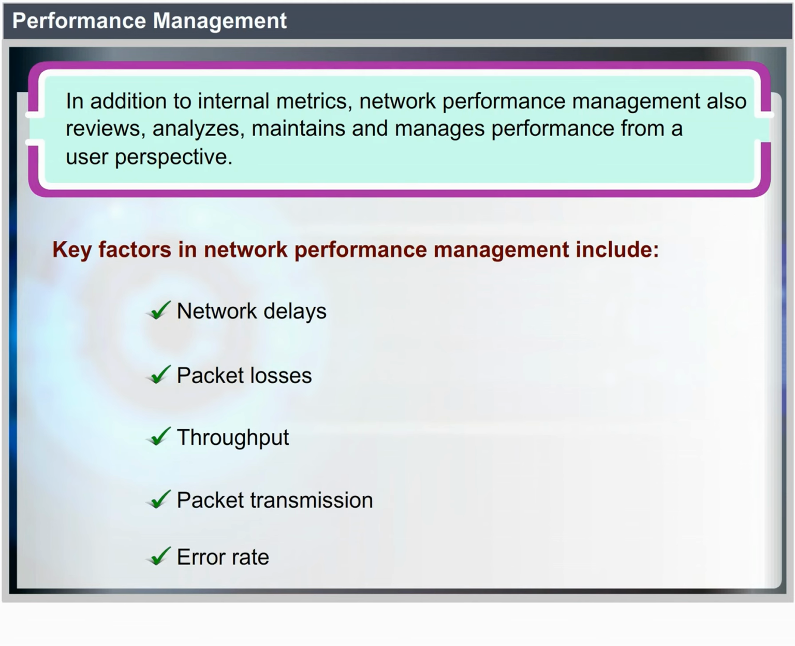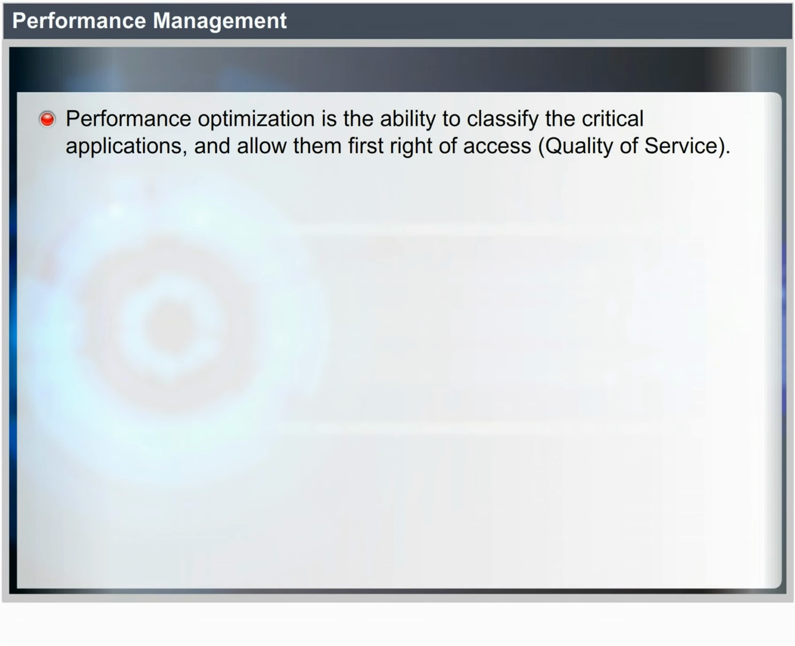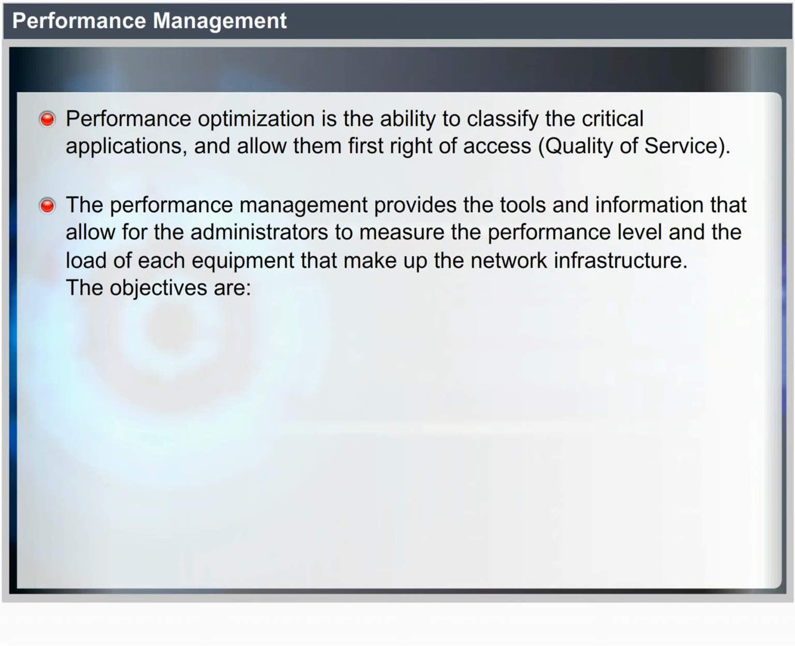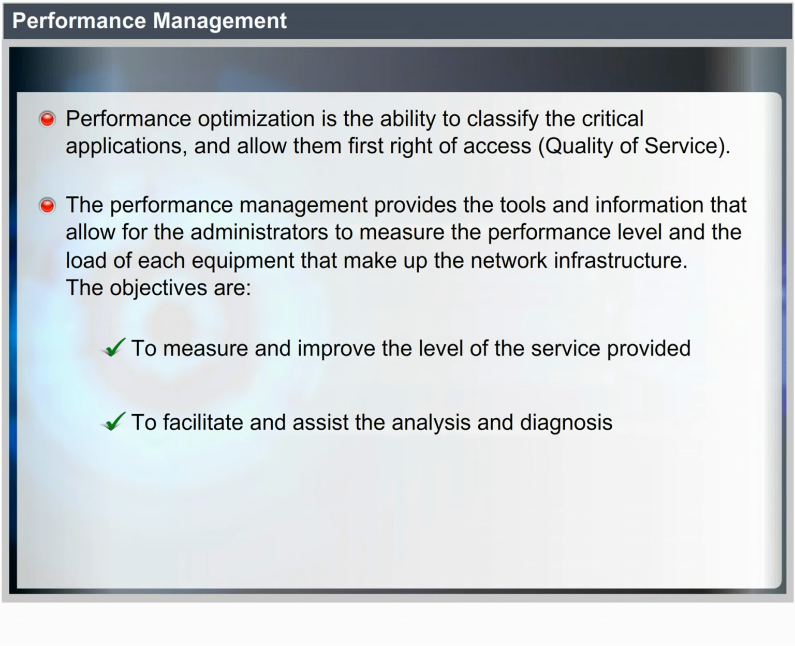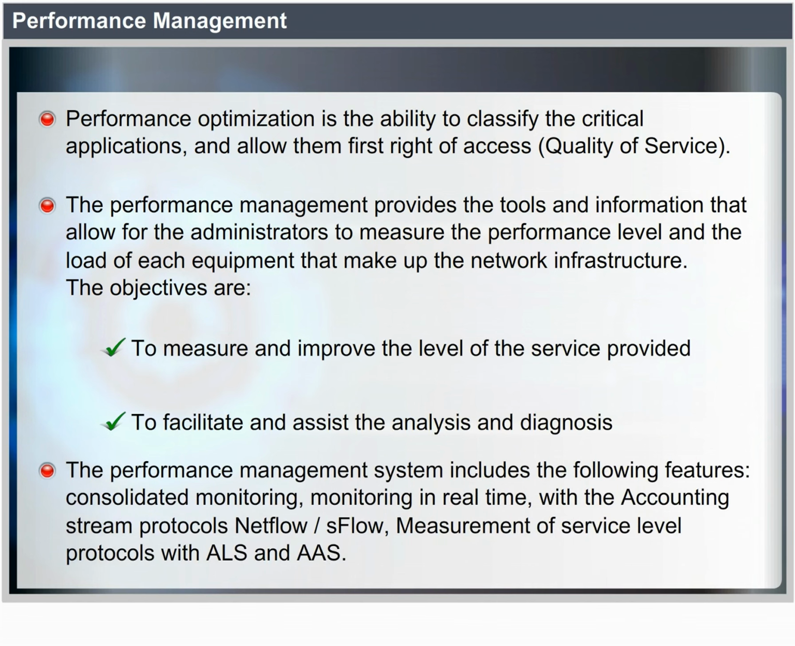Performance optimization is the ability to classify the critical applications and allow them first right of access, that is, quality of service. Performance management provides the tools and information that allow administrators to measure the performance level and the load of each equipment that makes up the network infrastructure. The objectives are to measure and improve the level of the service provided, to facilitate and assist the analysis and diagnosis. The performance management system includes the following features: consolidated monitoring, monitoring in real time, with the accounting stream protocols NetFlow/SFlow, measure of service level protocols with ALS and AAS.